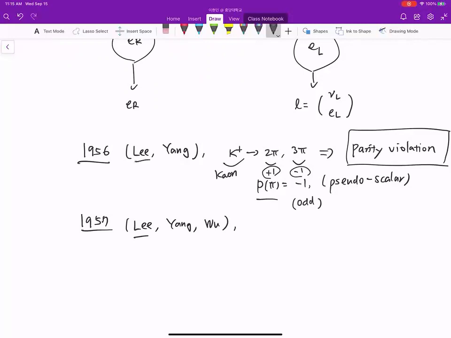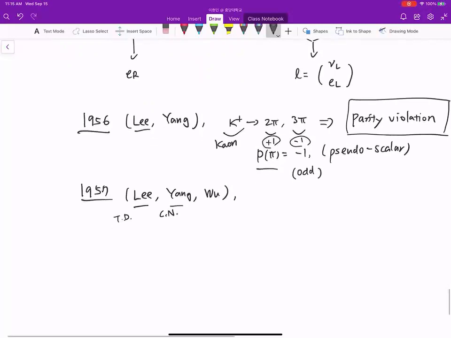This Lee is the same Lee, right? So Yang is the Korean name. Those are Chinese, right? So this is T.D. Lee, Xian Yang. Yeah, I forgot the first name, the woman scientist, the experimentalist, who discovered the parity violation.